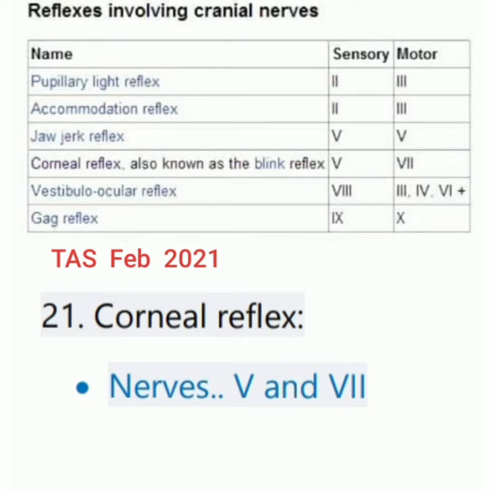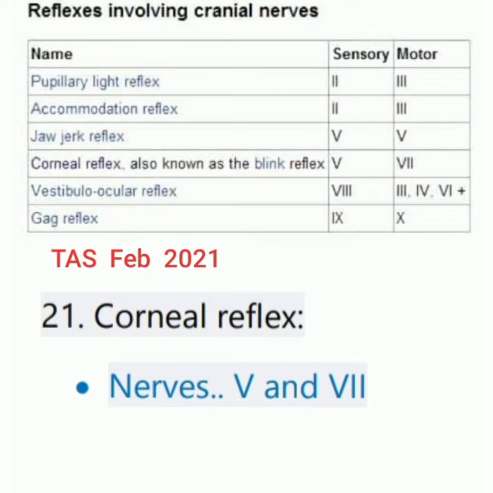Now about jaw jerk reflex. In jaw jerk reflex the cranial nerve is number 5, that is trigeminal nerve. Now corneal reflex. Corneal reflex is also known as the blink reflex. We check corneal reflex. Cranial nerves involved are number 5 and number 7. Number 5 is, we know, trigeminal nerve, and number 7 is facial nerve. So trigeminal nerve and facial nerve are involved in checking corneal reflex or blink reflex.